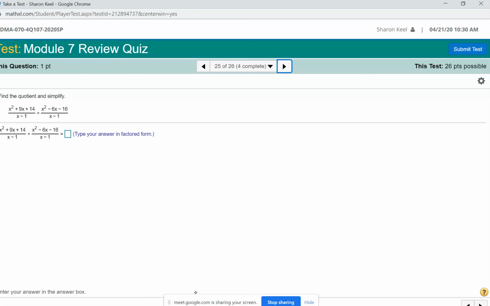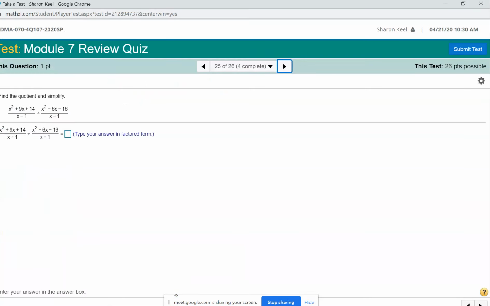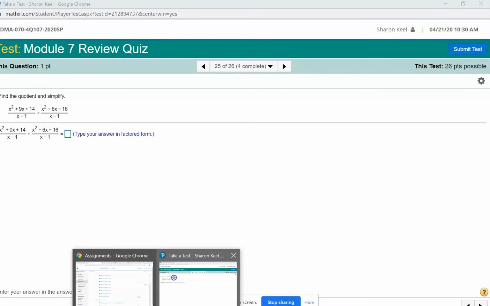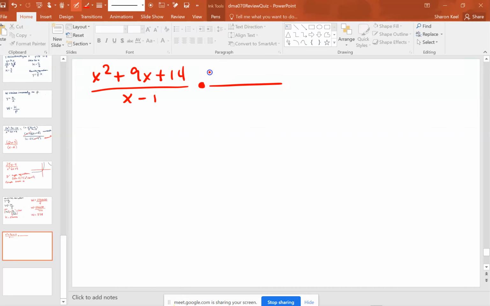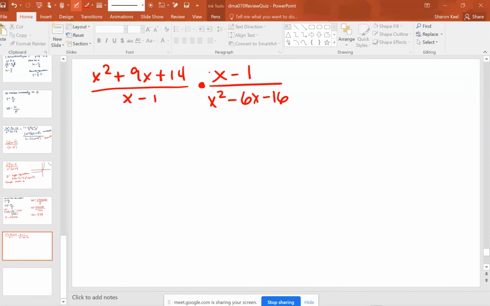X squared plus 9x plus 14. So we have x squared plus 9x plus 14 over, I believe it was x minus 1. The division sign we're going to change to multiplication, and now we're going to write the reciprocal. So the x minus 1 is going to come up to the numerator. And then we had an x squared minus 6x minus 16. I think I copied that right. Yeah, okay. So we're just going to factor and leave our answer in factored form. So this is already factored, and so is this.